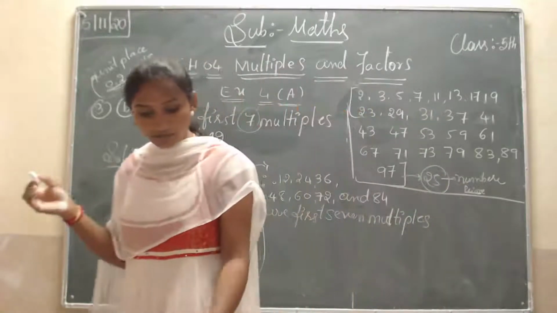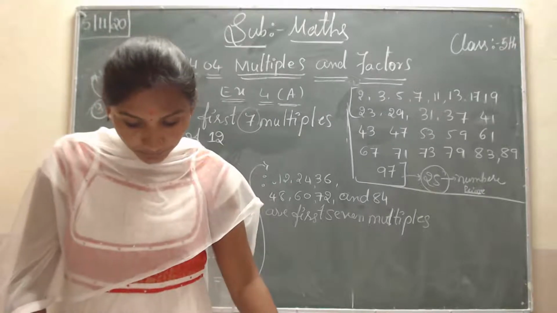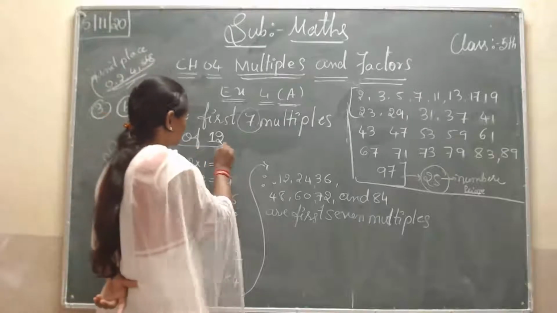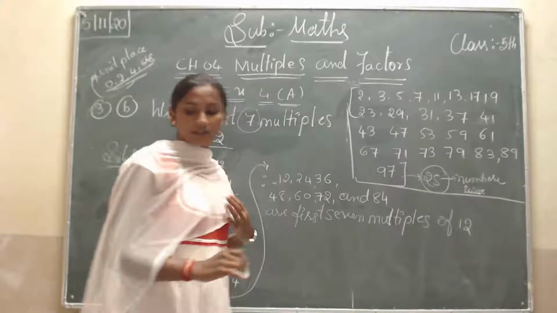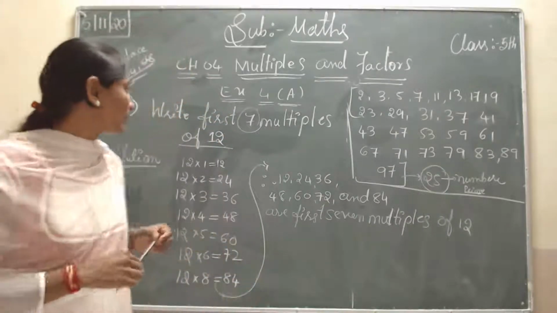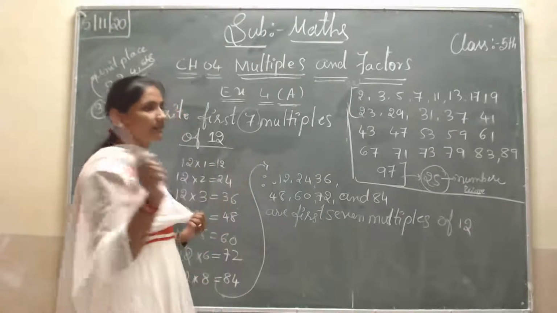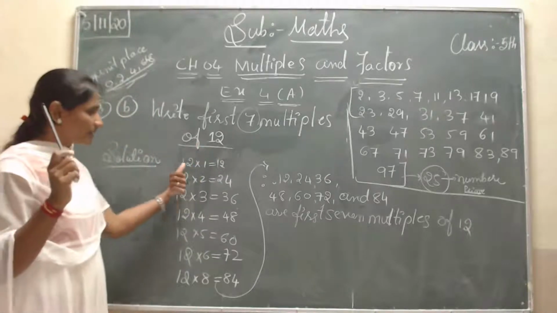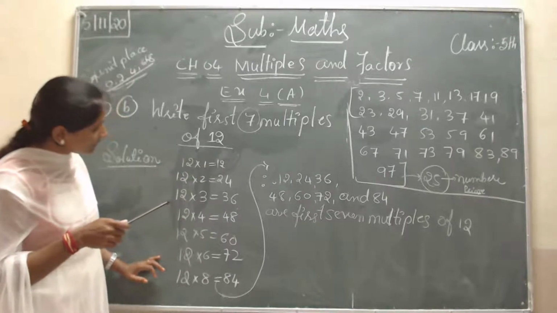First 7 multiples. Okay. So in the next question, students, can you observe the multiples of 2? Students, once again I will explain this question. Can you observe what the question is? Write the first 7 multiples of 12. Of 12 means you have to write the multiples: 12 ones is 12. So I have written up to 7 here.